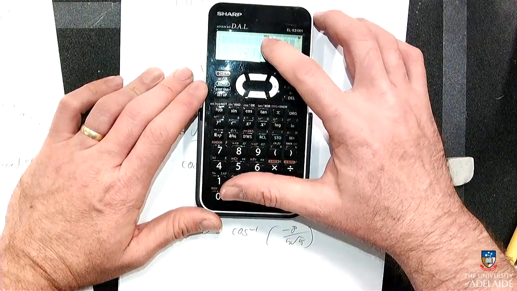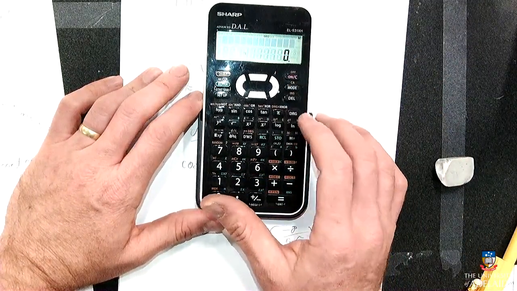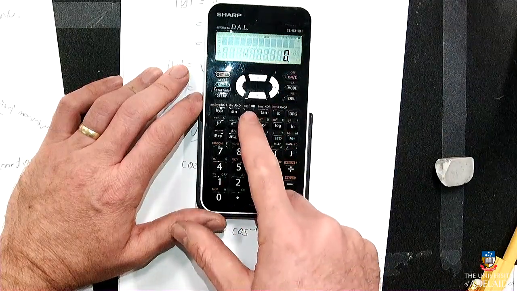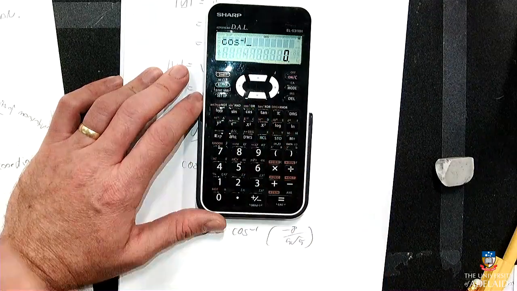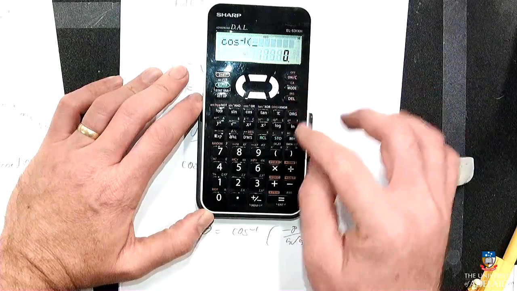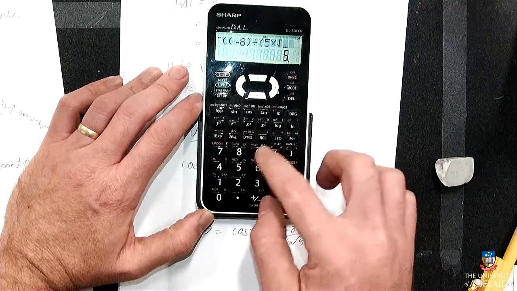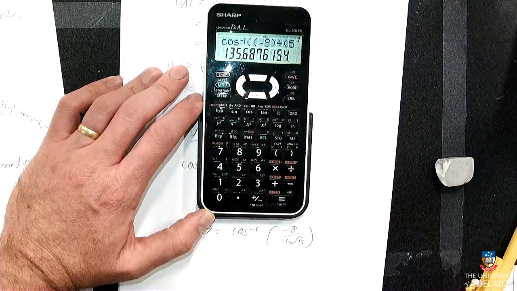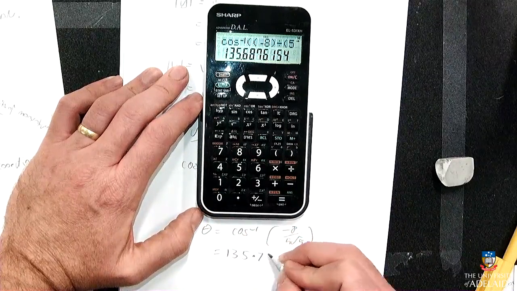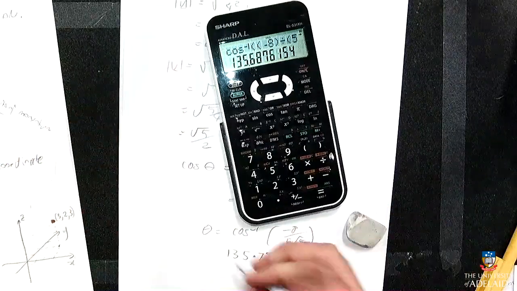My calculator's in degrees, just there. I could change it by pressing this button here, but I've got it back to degrees. And cos inverse is in orange there, so cos inverse of minus, that's probably not going to like that minus, is it? Minus 8 divided by 5 times square root of 5, which is 135.7 degrees, approximately.